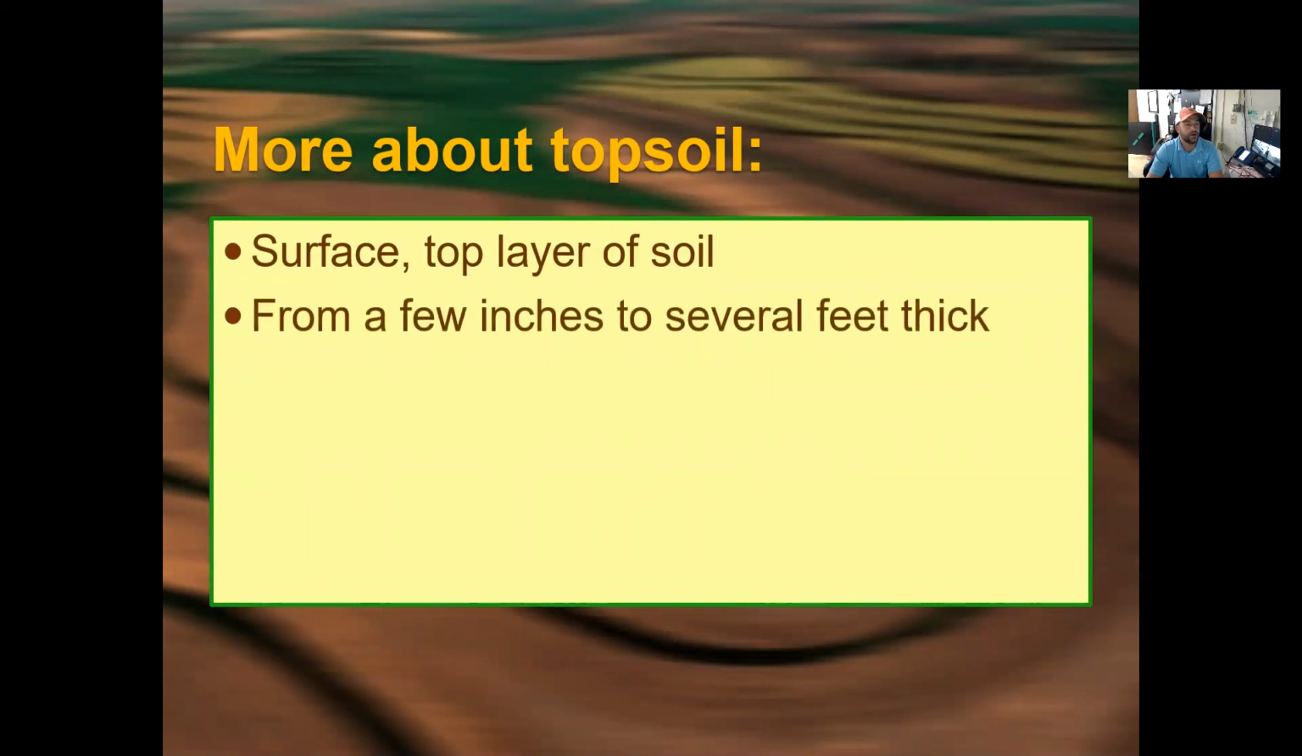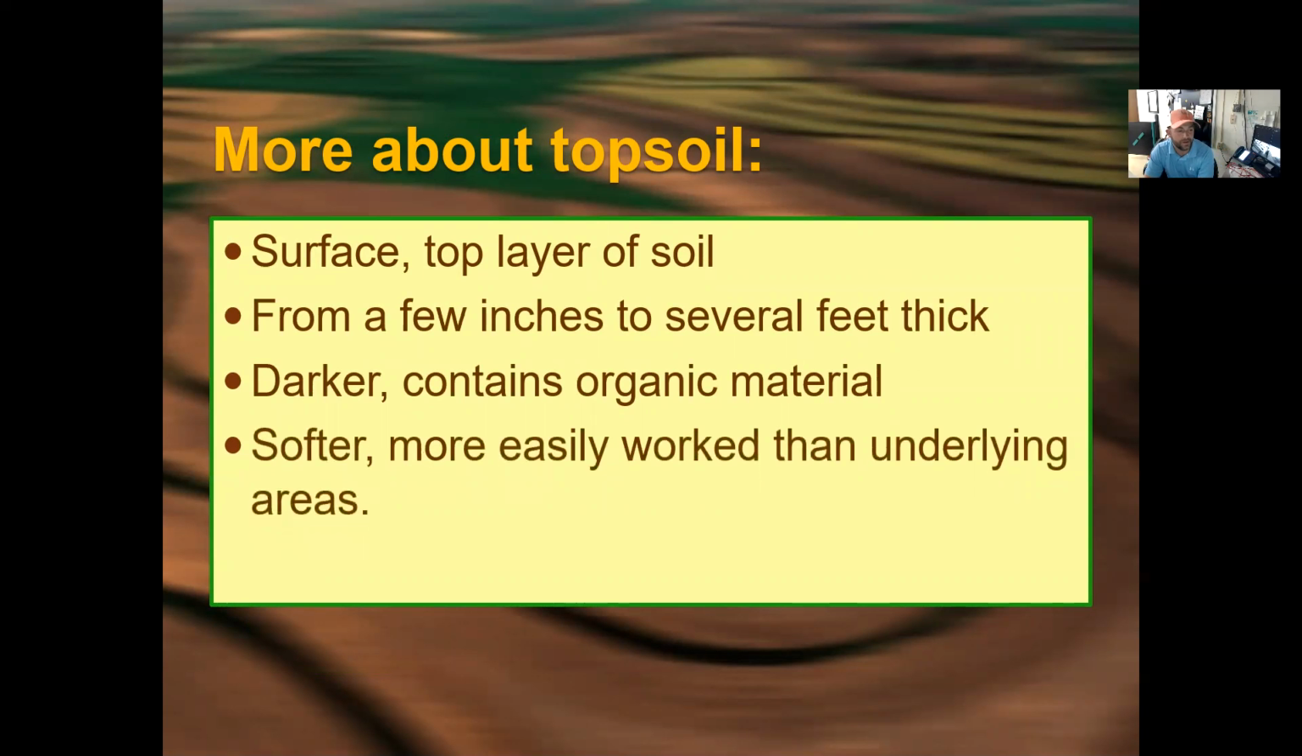Topsoil is the surface top layer, from a few inches to several feet thick. Darker, contains organic matter. Softer, more easily worked than underlying areas. And it's also called the A horizon. If you're in a neighborhood and you start digging down in the soil, typically you're going to find anywhere between 4 and 6 inches of topsoil. So what a lot of contracting companies will do now is strip that layer of topsoil and resell it, leaving a few inches on top of the ground. But if you're putting a new lawn in, you want to try to make sure that topsoil layer is about 6 inches deep so you can get a nice thick layer on there.